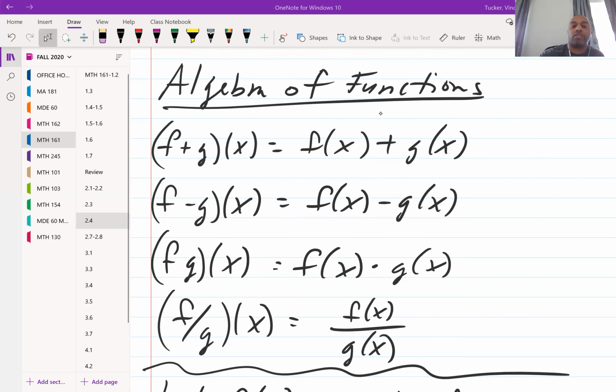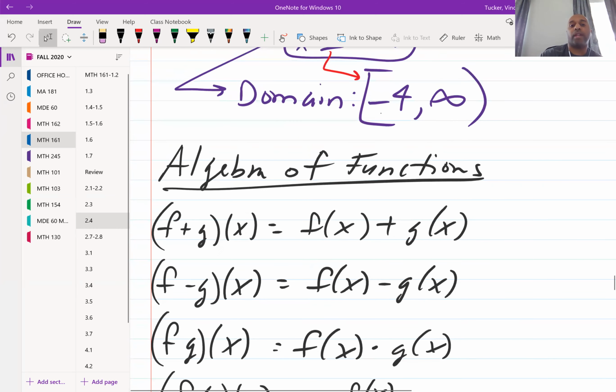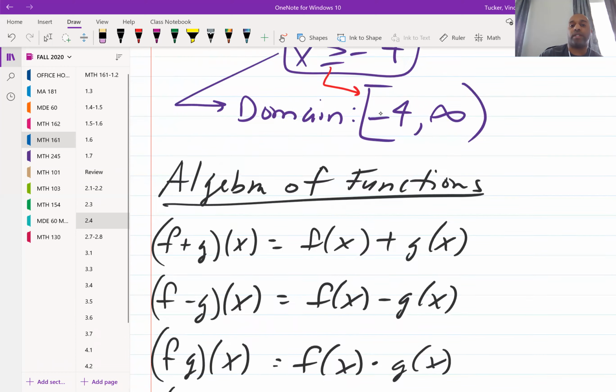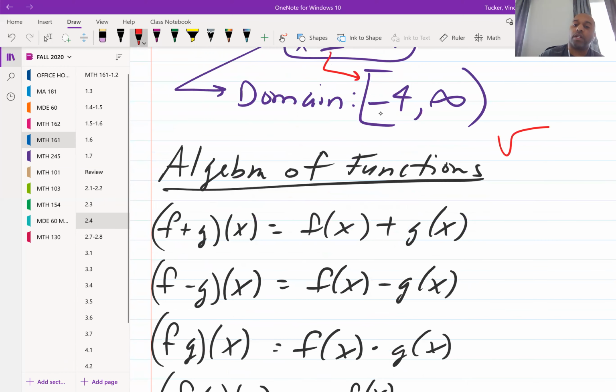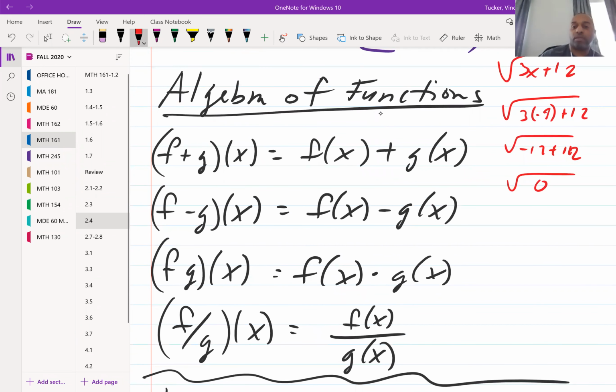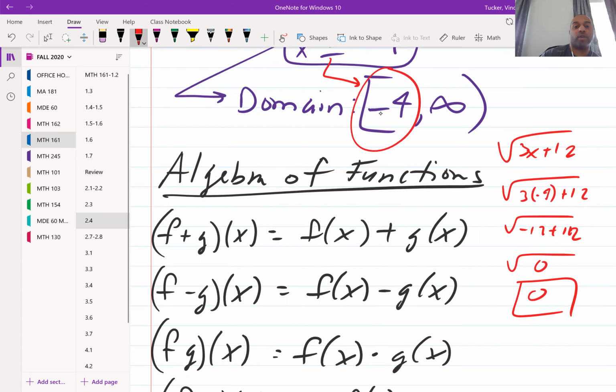Now, when you go back to the last one, someone asked, does that mean you cannot use the -4? No, we can use the -4, because when I plug -4 into that function, I look at 3x plus 12. When I plug that in, that's 3 times -4 plus 12, the square root of -12 plus 12. That gives me the square root of 0, and the square root of 0 is still 0. So having 0 under my radical is okay because I can take the square root of 0. I just can't take the square root of a negative value. So that's why we use the bracket on this -4 instead of parentheses, because I can use that -4.